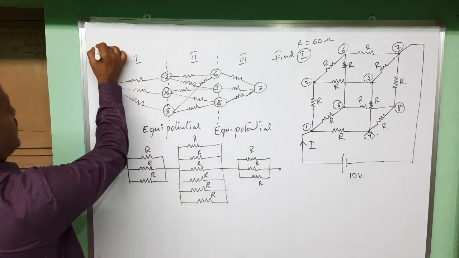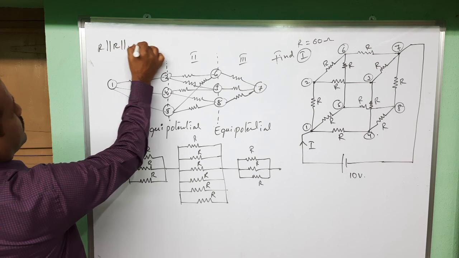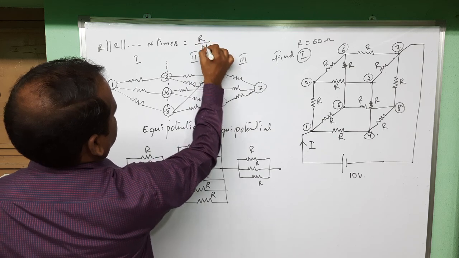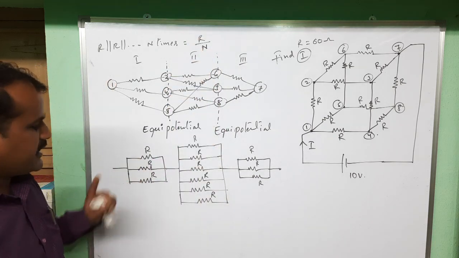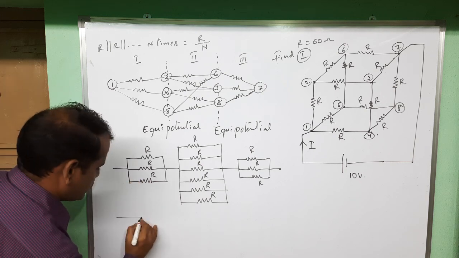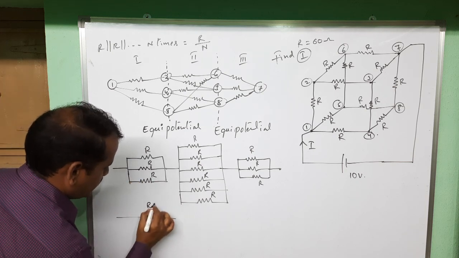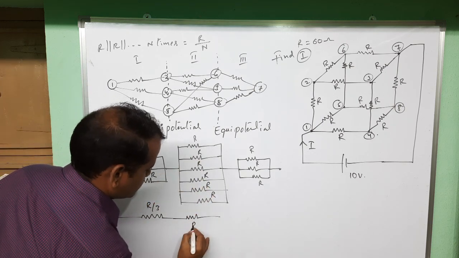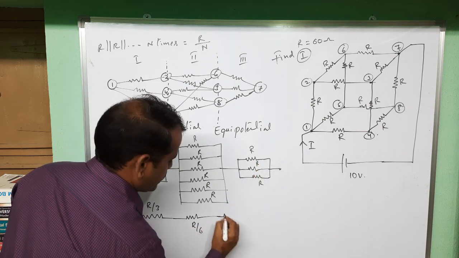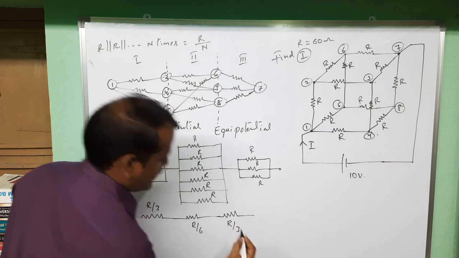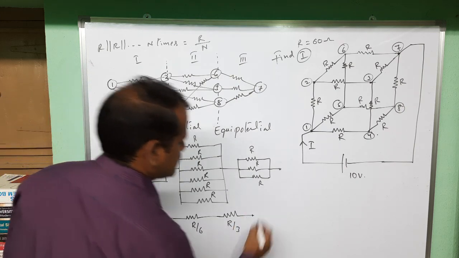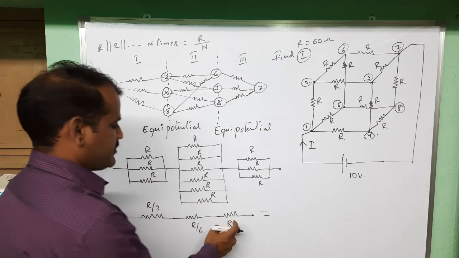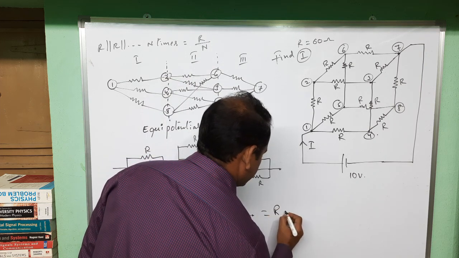If a resistor R is connected in parallel n times, we know that the equivalent resistance is R by n. Here 3 resistors are connected in parallel, so the first resistance value is R by 3. Here 6 resistors are connected in parallel, so the equivalent resistance is R by 6. And here 3 resistors are connected, so the equivalent resistance is R by 3.